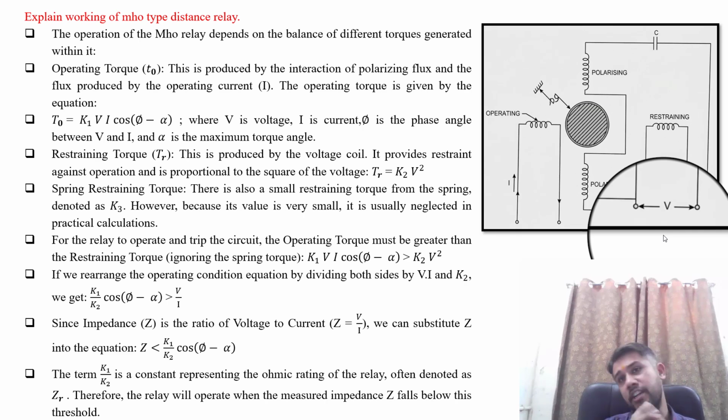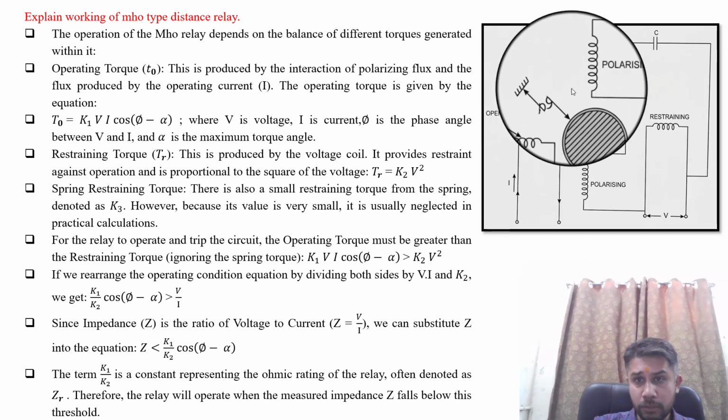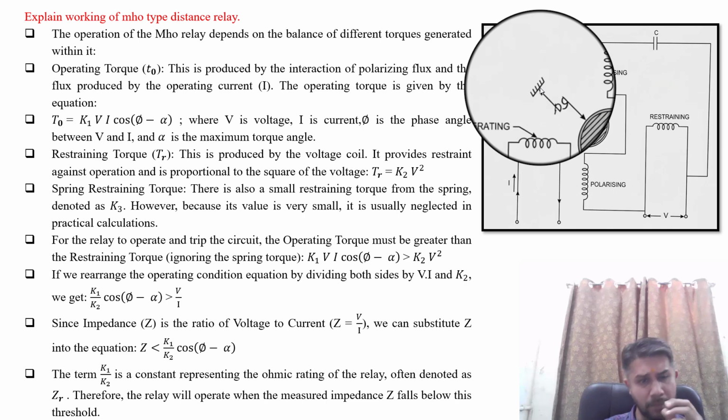Now the spring restraining torque, that is the mechanical torque produced by the spring mechanism here. There is also a small restraining torque produced by the spring and denoted as K3. However, because its value is very small, it is usually neglected when practical calculations are considered.